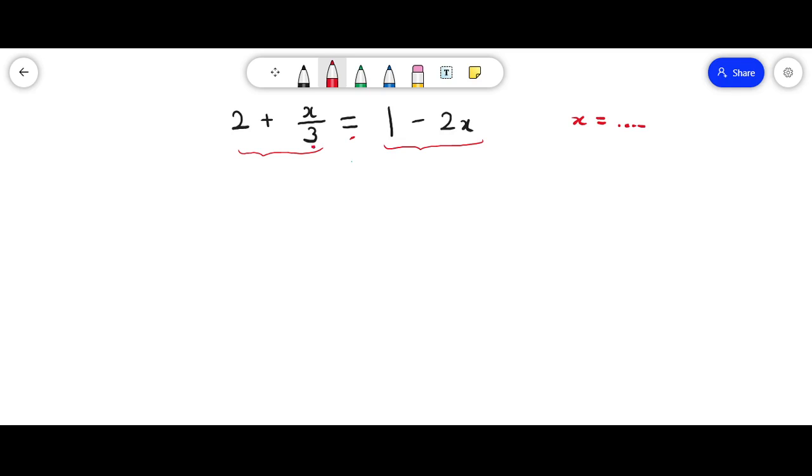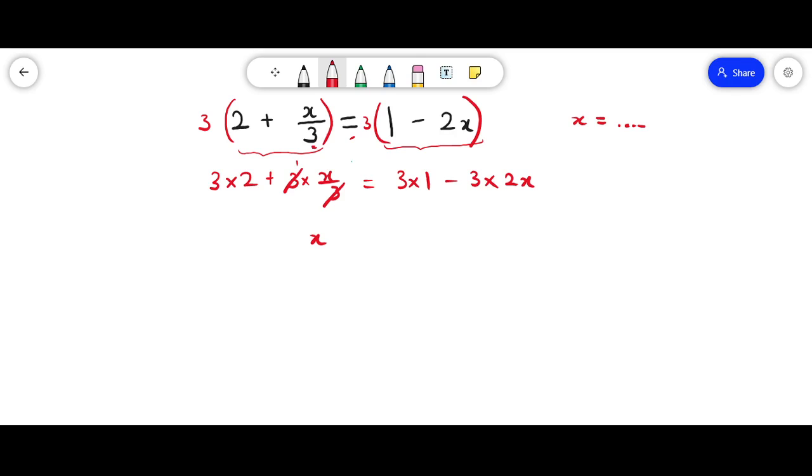First thing is to get rid of this x divided by 3. And since 3 is dividing, what we'll do to get rid of it is to multiply this side by 3. And we have to also do the same thing here. So that will give us 3 times 2 plus 3 times x over 3 is equal to 3 times 1 minus 3 times 2x. And the reason we are doing that is just so that we can cancel out this 3, leaving 1. And 1 times x is x.